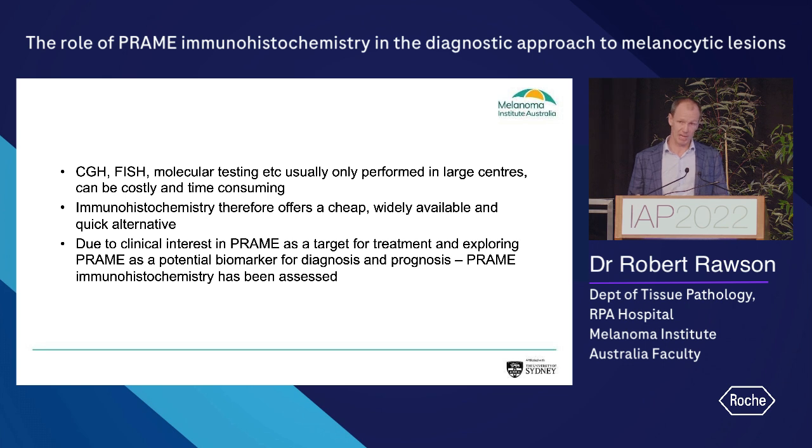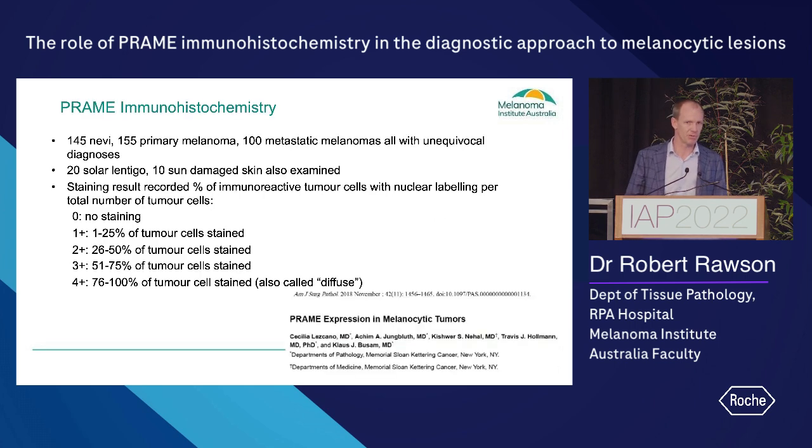However, obviously, immunohistochemistry is converse. The converse is true in that it's quick, it's cheap, we can turn it around, and it's widely available in pretty much every lab. And obviously, due to the clinical interest in PRAME as a target for treatment, immunohistochemistry of expression of PRAME was developed and assessed. And this is where it really first came to most pathologists' understanding.